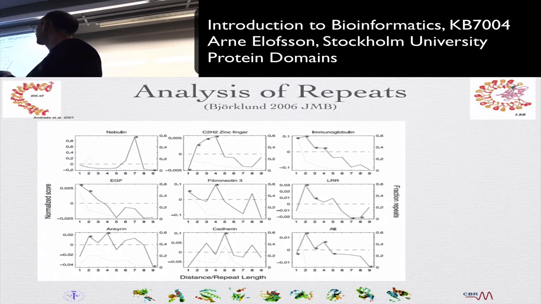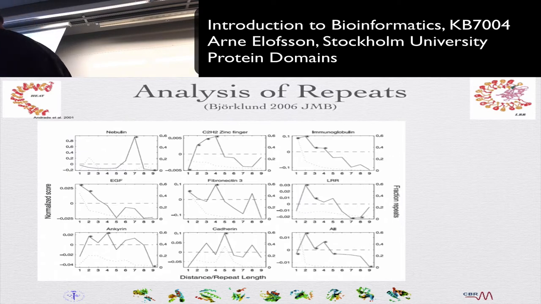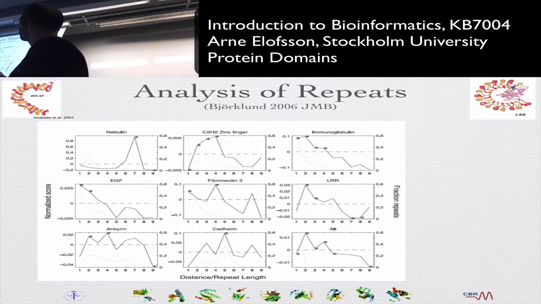Other than 0.1 and so on. So you have a duplication of 8. But for instance, LRR, so Leucine-Rich Repeats, have a clear pattern at 2, I guess it is. And the zinc finger has clearly the 2, 3, 4 increased, while immunoglobulin actually has 1 and 2, it's kind of decreasing.